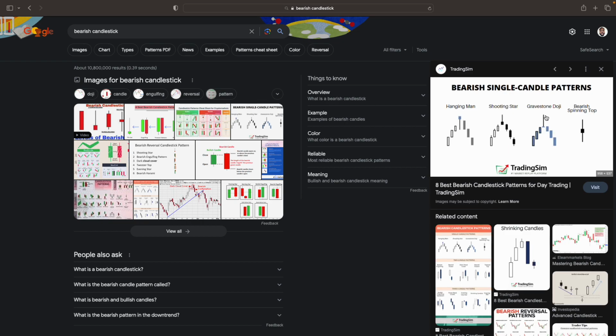Hangman, shooting star, gravestone, bear spinning top. These are candles when price moves in a supply zone that you could take trades off of. These are what you're looking for to form in supply zones. And you just have to respect your stop loss. And you want to see these. You want to see volume come in and price can no longer push higher.